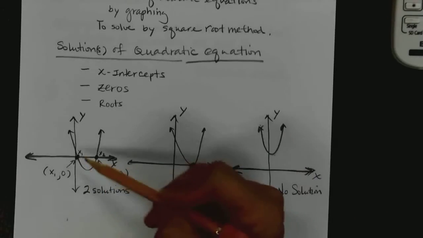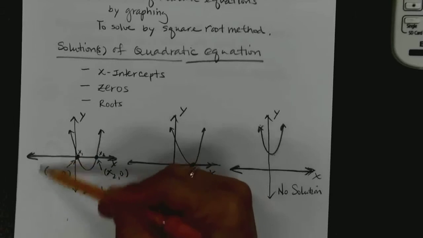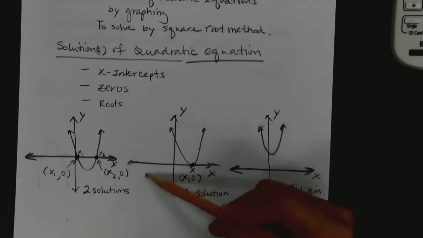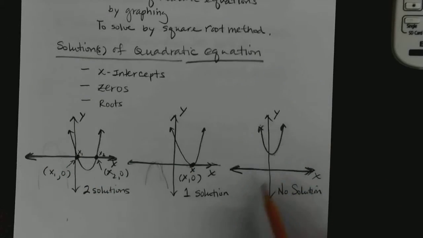Make sense? Now I could also have an upside down parabola like this, still 2, right? I could still have it upside down here with 1. Now I could have an upside down one here, there'd still be no solutions. Does that make sense? Okay.